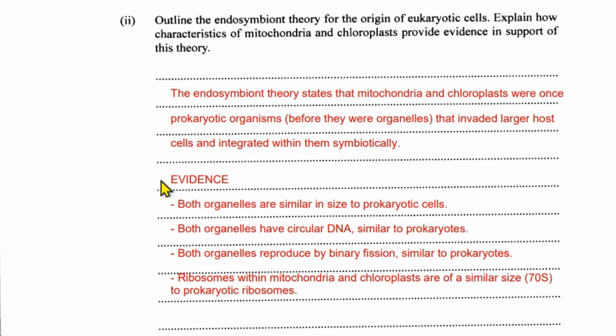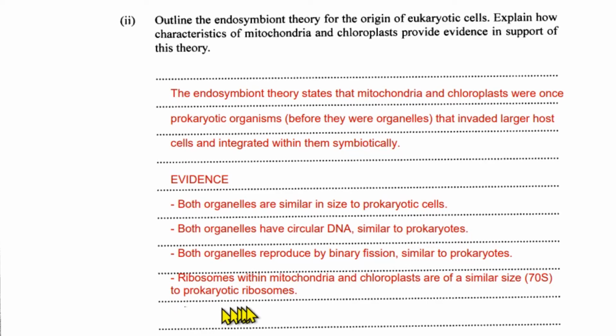We want to provide at least 3 or 4 points of evidence, and the evidence is this: both organelles, mitochondria and chloroplast, are actually similar in size to prokaryotic cells. A lot of them are the same size as some bacterial cells that we know today. Both organelles also have circular DNA, similar to prokaryotes. It wouldn't make sense for them to have a nucleus, but they do have their own contained DNA. Both organelles reproduce by binary fission, similar to prokaryotes, so they divide just like a bacterial parent cell would divide into 2 cloned daughter cells.